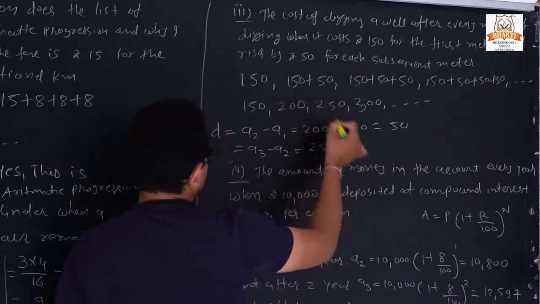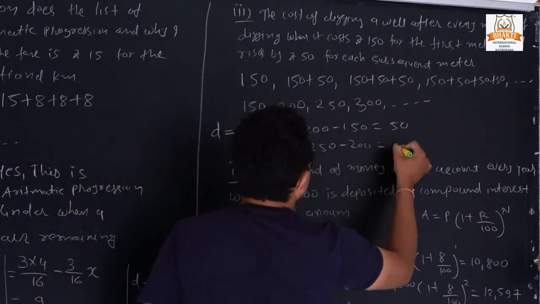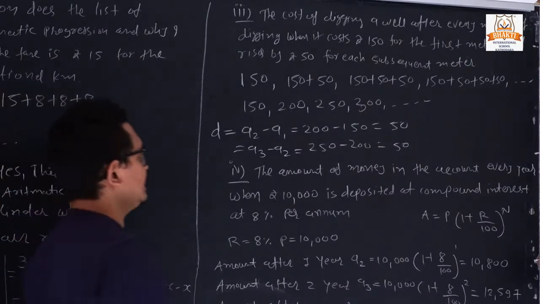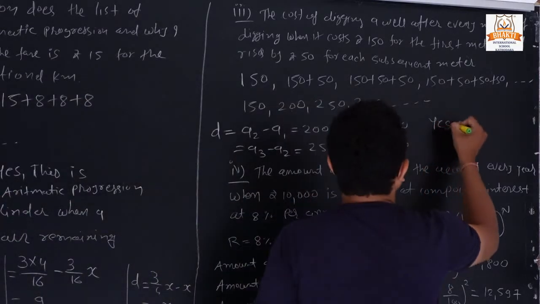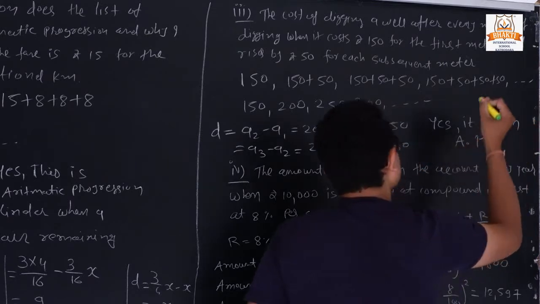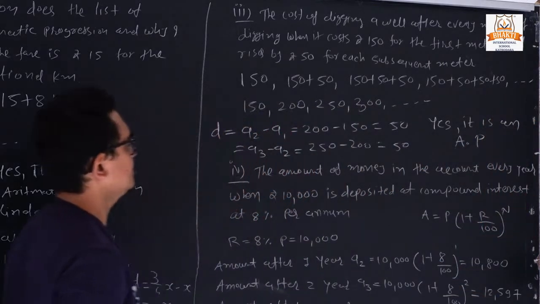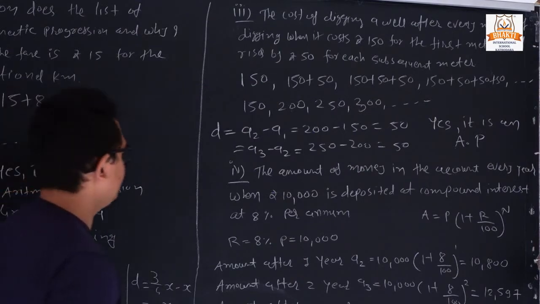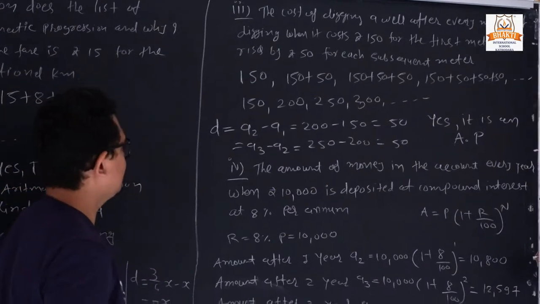Third term minus second term. So every time we get the same difference, 50 rupees. So we can say that yes, it is an arithmetic progression. Clear? It is an arithmetic progression. Now next, question number 4.